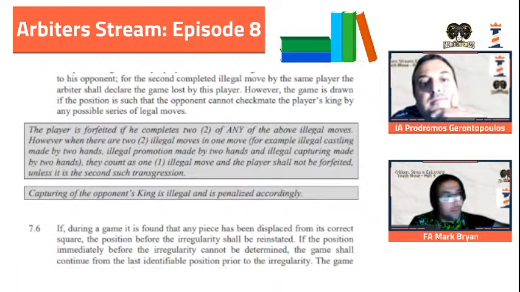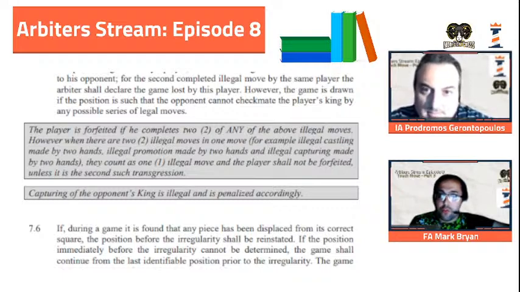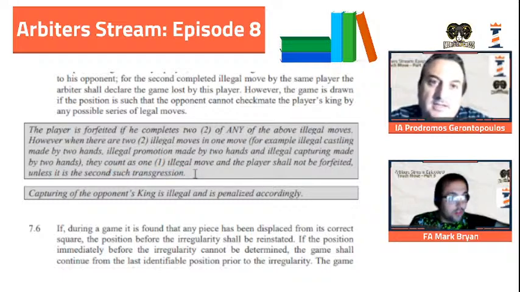So here it says in the gray box: the player's fault if he completes 2 of any of the above illegal moves. However, when there are 2 illegal moves in one move, for example, illegal castling made by 2 hands, illegal promotion made by 2 hands, and illegal capture made by 2 hands, they count as one illegal move, and the player shall not be forfeited unless it is a second such transgression. Yes, that's right. Here it does explain that we should count 2 irregularities as one in these situations. Very good, Mark. You explained it very well.